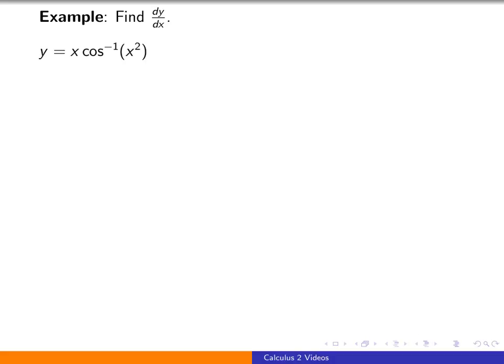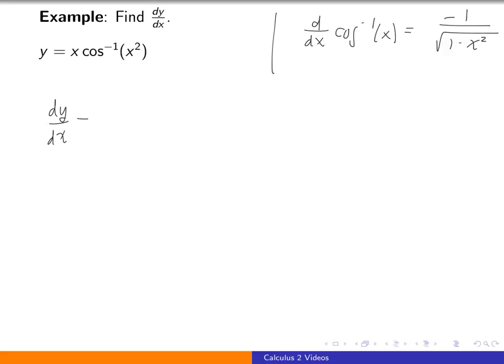Lastly, a differentiation example involving the arccosine. As our reminder, the derivative of arccosine, cosine inverse, is similar to the sine, except it's off by a minus sign. So minus 1 over the square root of 1 minus x squared. For dy dx in this case, we're going to need the product rule to get started. Let's just write that out. We have the derivative of the first function multiplied by the second, plus the first times the derivative of the second.